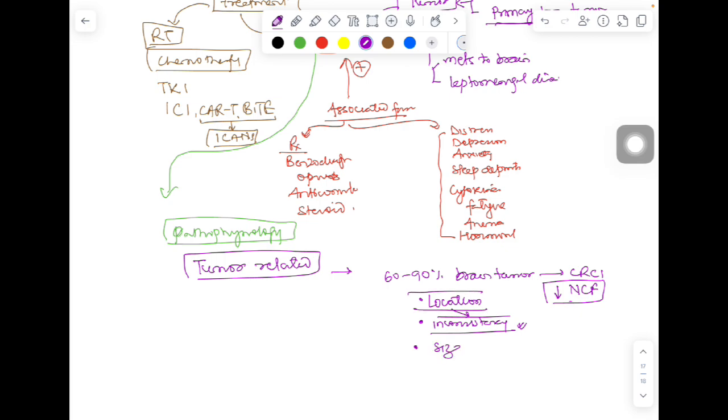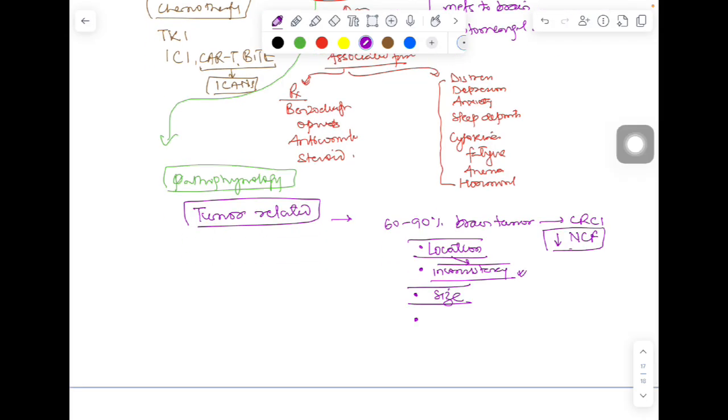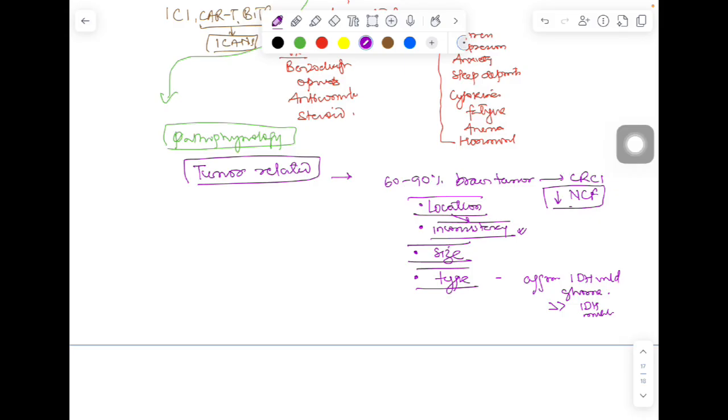Second is size. A large tumor is likely to cause more decrease in NCF, neurocognitive function. But again, there is inconsistency. Then type of tumor. An aggressive type of tumor causes more problems with neurocognitive dysfunction. IDH wild-type glioma has more NCF fall than IDH mutant. So mutant is slightly milder. So type, size, and location of the brain tumor are tumor-related factors, but these are inconsistently related.